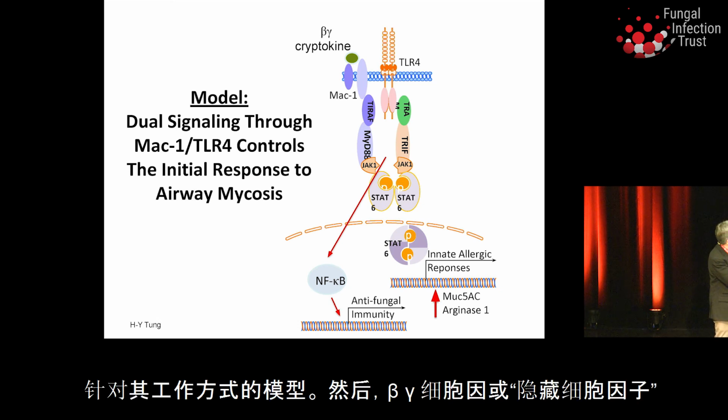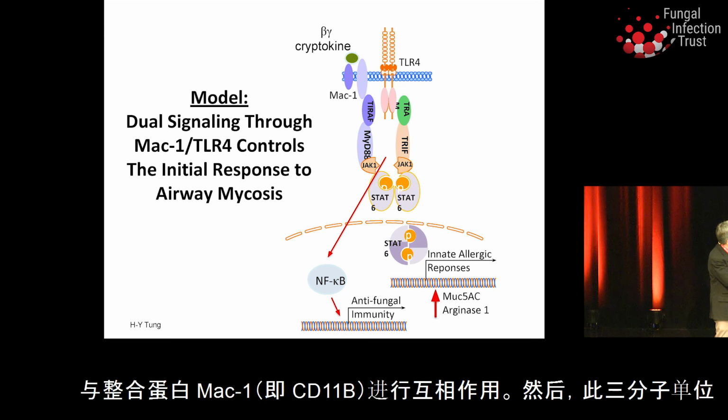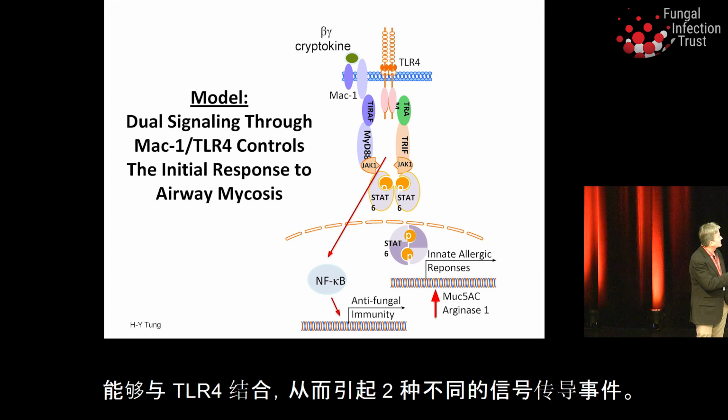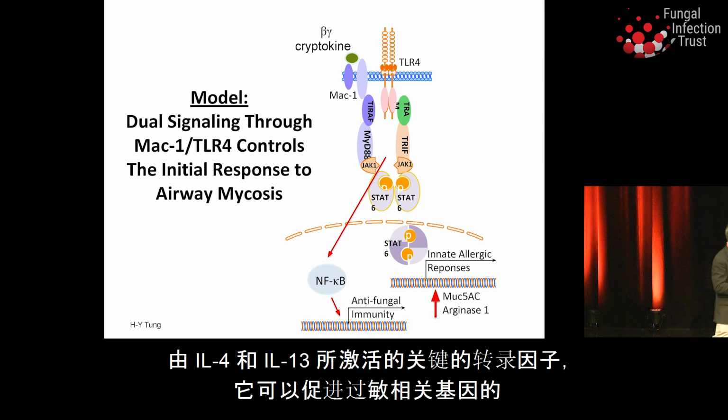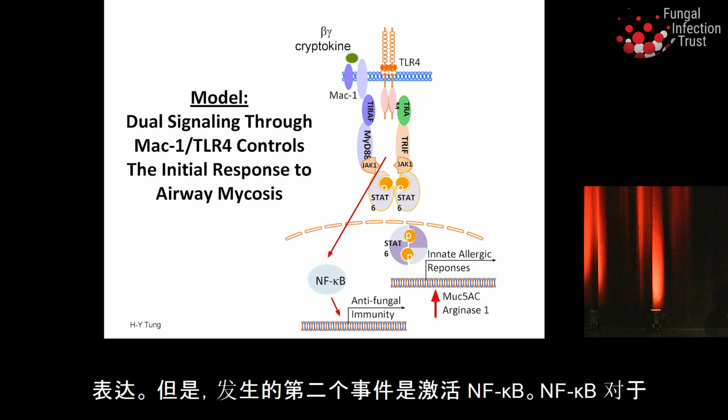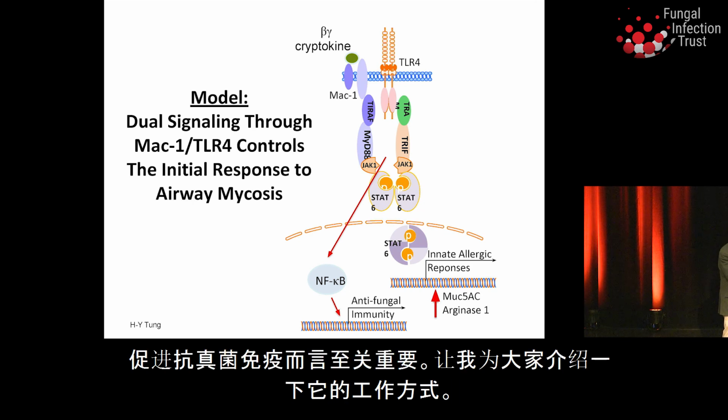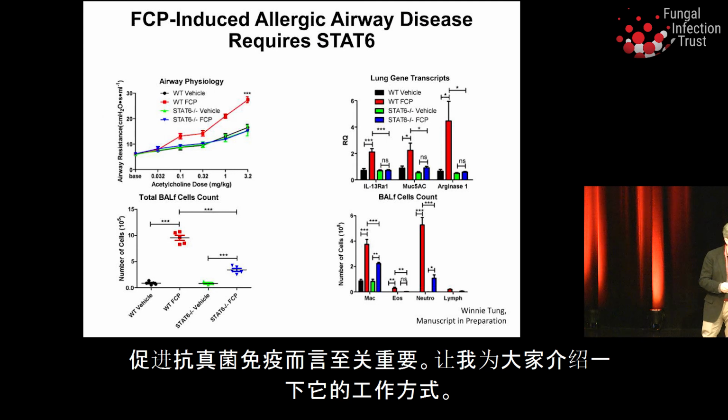The beta-gamma cryptokine, or hidden cytokine, then interacts with the integrin MAC1, which is CD18, CD11B. This trimolecular unit then is competent to engage toll-like receptor 4 to induce 2 different kinds of signaling events. The first is activation of STAT6. I mentioned earlier this is a key transcription factor activated by IL-4 and IL-13, and which drives expression of allergy-related genes. And a second event that happens is activation of NF-kappa B, and NF-kappa B is very important in driving antifungal immunity. Let me show you just a little bit of data to show you how this works.